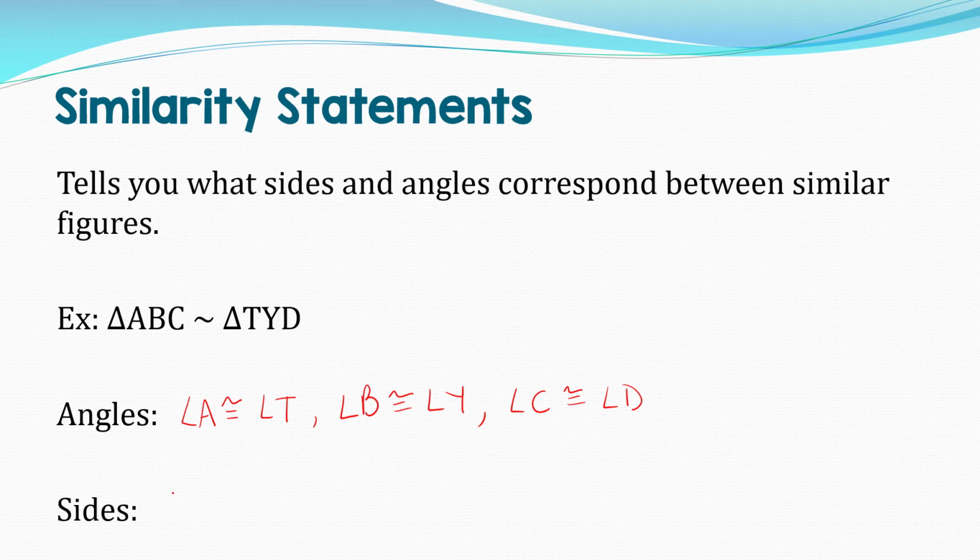So we would say the proportion of AB to TY would equal the proportion of BC to YD, which would equal the proportion of CA to DT. If all those proportions are equal, then we would say the two shapes are similar.